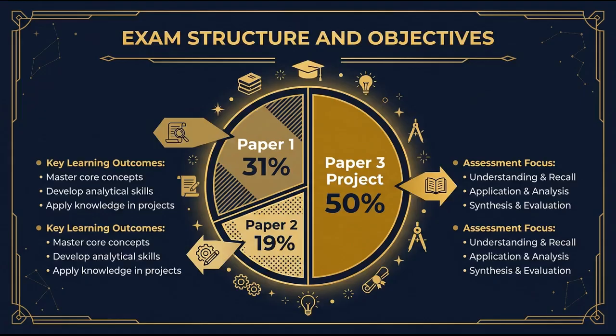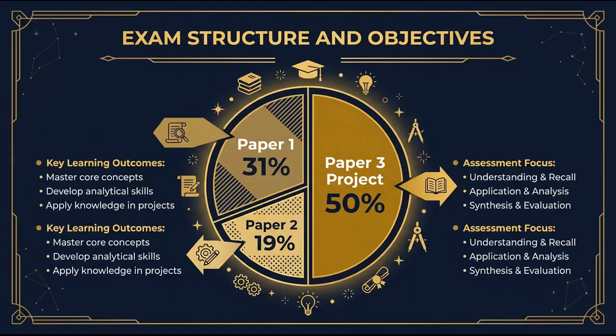First is Paper 1, a 2-hour written exam worth 100 marks, which is 31% of your total grade. Part A of Paper 1 tests compulsory content, while Part B requires you to answer one of 3 structured option questions to demonstrate understanding in a chosen area. Next is Paper 2, contributing 19%. Finally, you must submit Paper 3, which is a practical project.